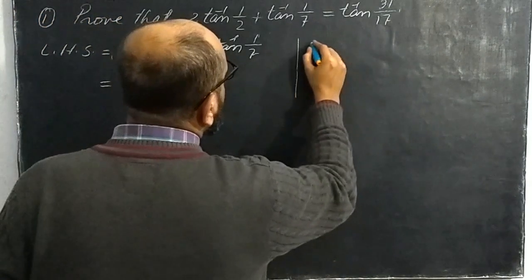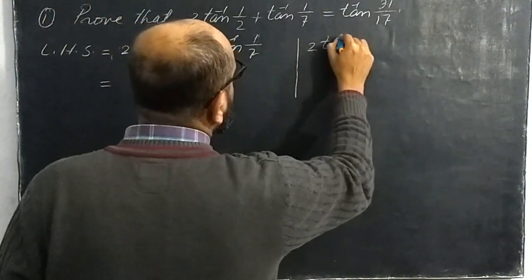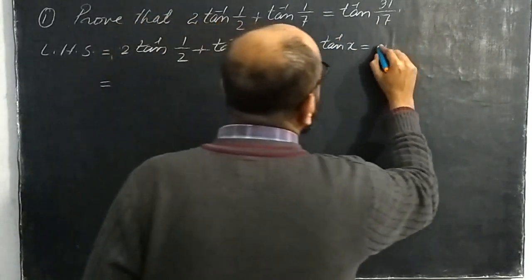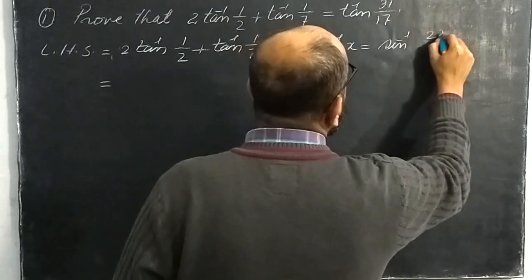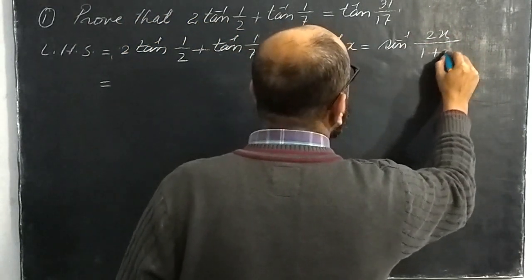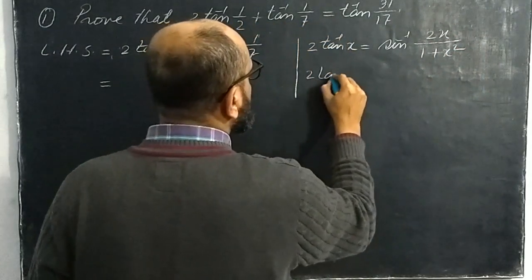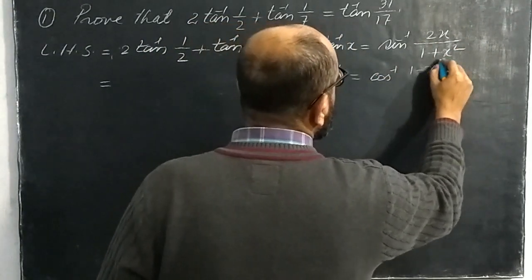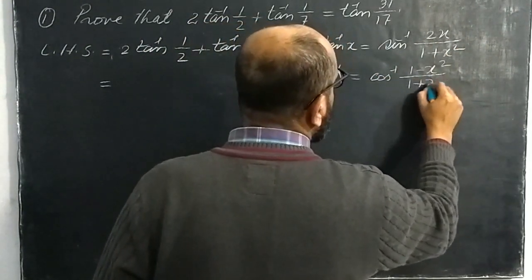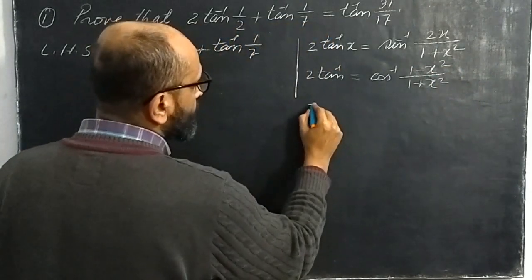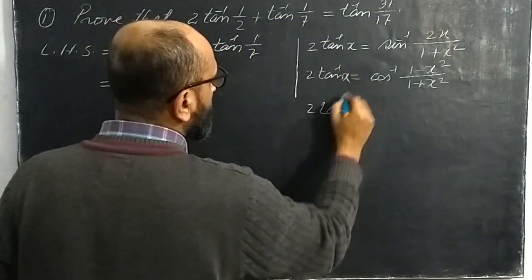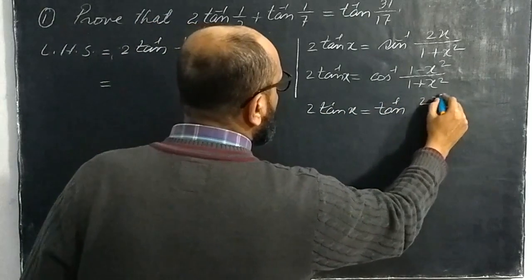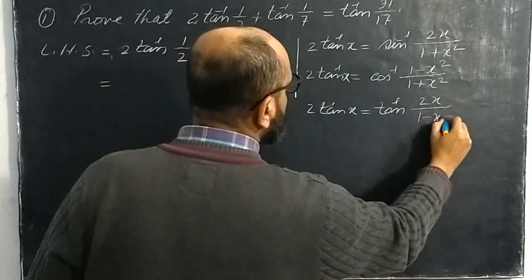So as we know well, we have three formulae for 2 tan inverse x. One is 2 tan inverse x is equal to sine inverse 2x upon 1 plus x square. Other is 2 tan inverse x is equal to cos inverse 1 minus x square upon 1 plus x square. And the third one is 2 tan inverse x is equal to tan inverse 2x upon 1 minus x square.